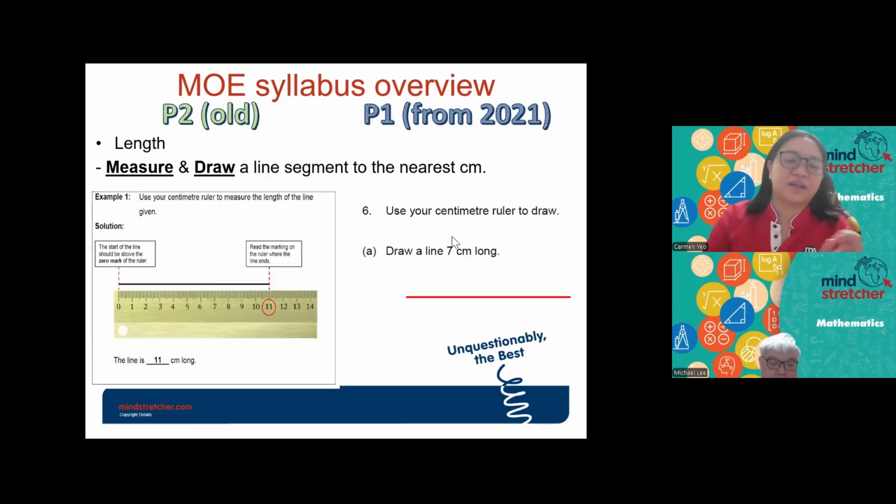All right. And also on the topic of length, students not only need to know how to read the measurements from the ruler, they need to also be able to draw a line accurately using a ruler. Okay, so for example, this question over here, use your centimeter ruler to draw a line 7 centimeter long. Okay, so they need to know that they have to start from the zero marking on the ruler and draw all the way until 7 centimeter. Okay, this is what they are expected to know for the topic of length in primary one.